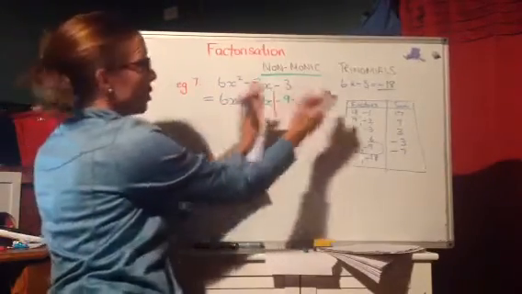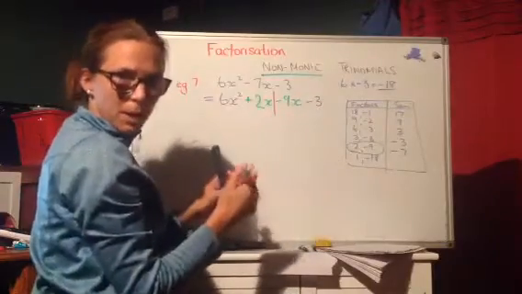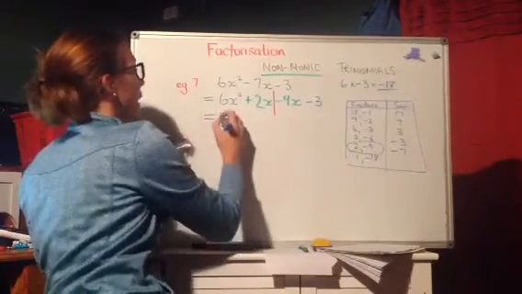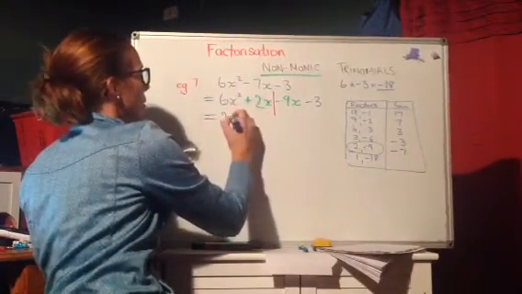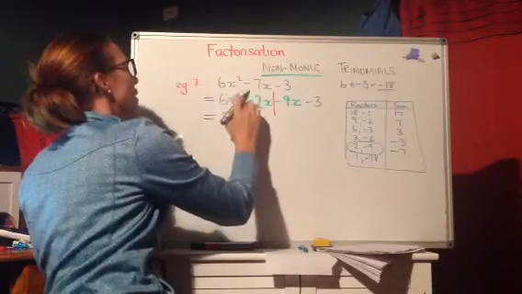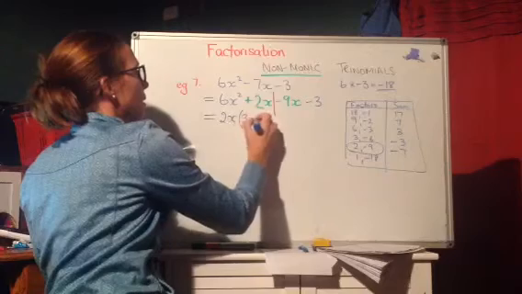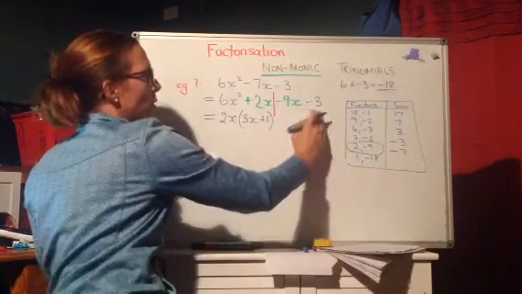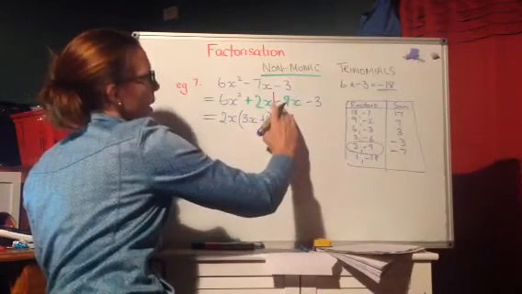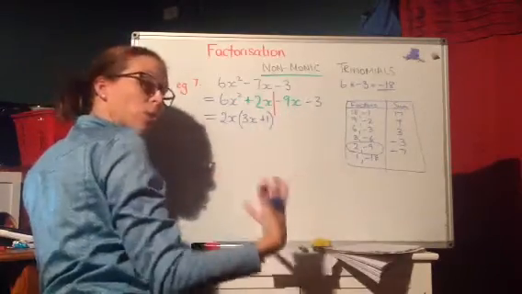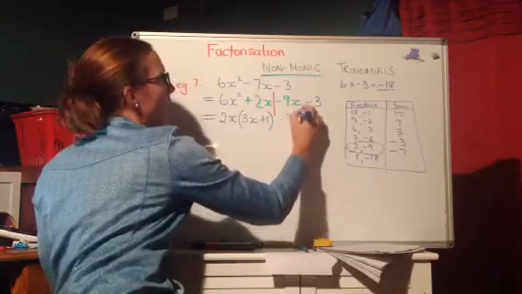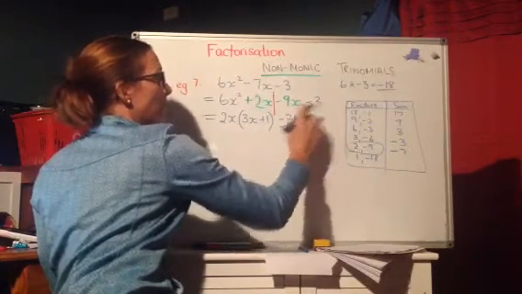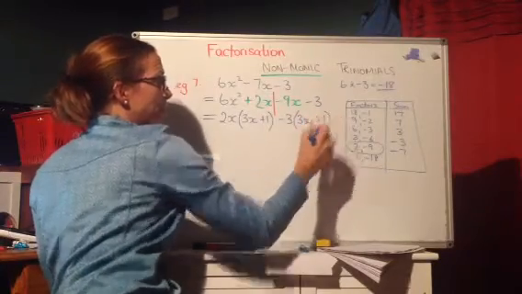I'm going to try and factorise each section of this, or group it in pairs, is what we sometimes call it. So looking at the first 2 terms, I can see that 2 is common, I can see x is common, so I'm going to take that out the front. 6x squared divided by 2x is 3x. 2x divided by 2x is just 1. And I'm going to look over here and I notice that negative 9x and negative 3 have a common factor of negative 3. Negative 9x divided by negative 3 is positive 3x. Negative 3 divided by negative 3 is positive 1.